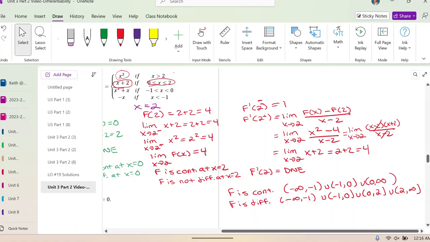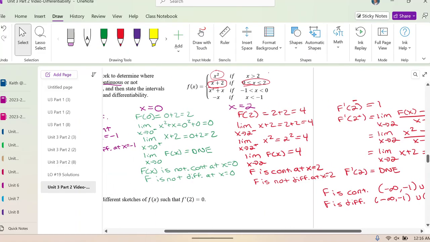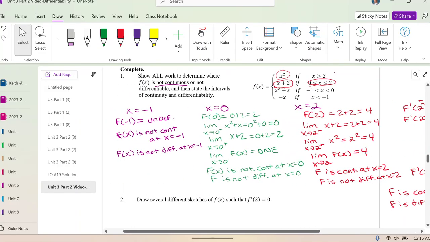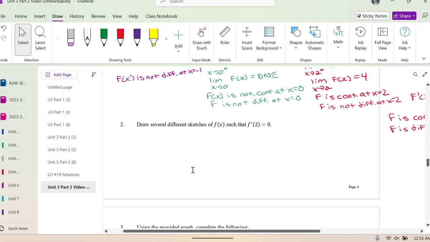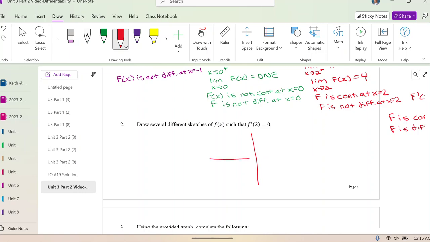All right, good stuff. All right, drawing some sketches that tell you f prime of 2 equals 0. Remember, 0 means it's a horizontal tangent line. So if you have the vertex of a parabola at 2, right, this would be a sketch of a function where f prime of 2 would equal 0.